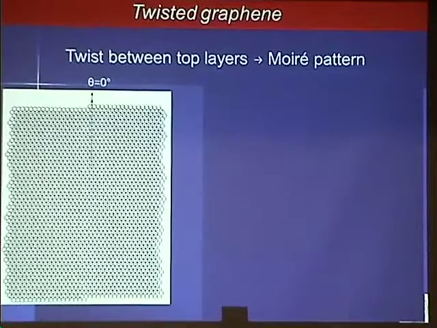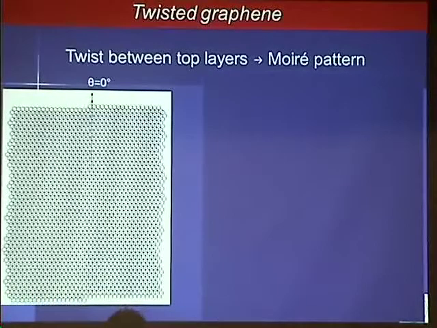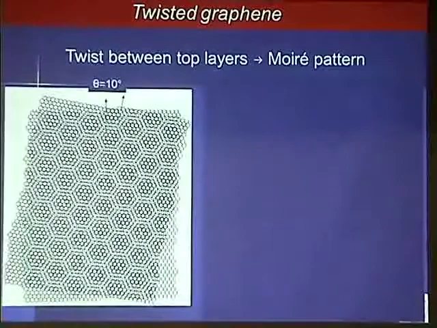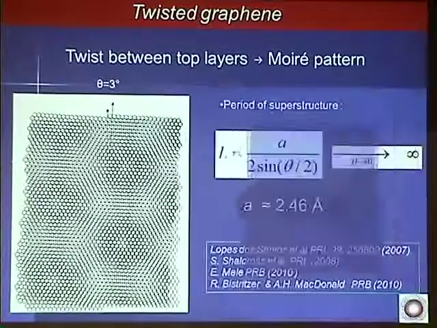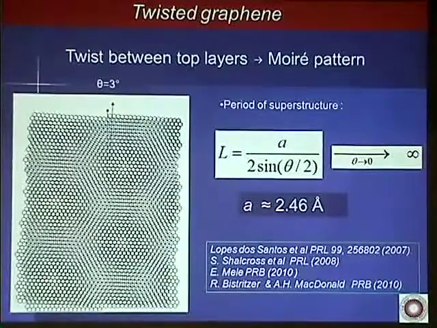So what we saw are these Moiré patterns, because we had a rotated top layer. Here it is at 10 degrees, 6 degrees, and you see the pattern grow. The super period is roughly inversely proportional to the sine of the angular rotation. It's very easy to calculate. It's kind of simple geometry.